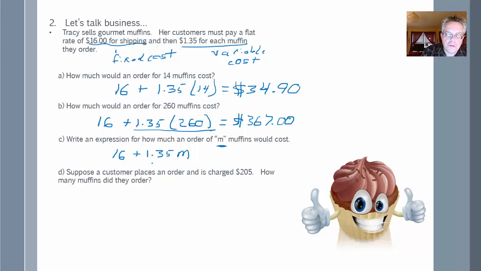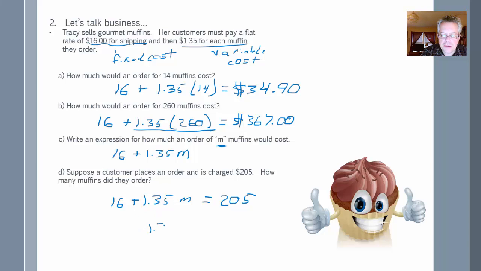Okay, in part D, we're going to use it. Suppose a customer places an order and is charged $205. How many muffins did they order? Well, we can write an equation. Here's an expression for ordering m muffins, and we'll set that equal to 205. So this is a general expression for the cost. We want it to equal 205, so we can figure this out.